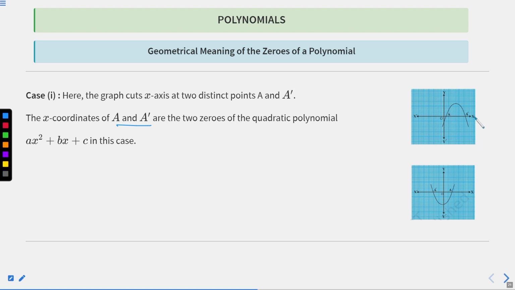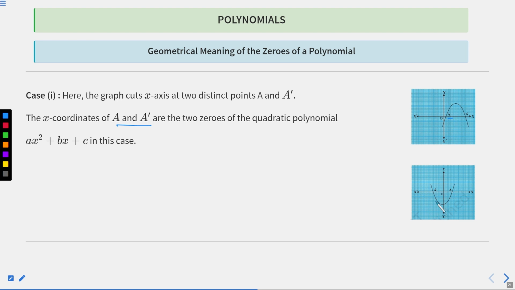So in this case, you can observe by this graph that the graph of the polynomial is open downwards. Okay, so we know when the coefficient of x square is negative, we get the graph opening downwards. And here you can see this graph intersects at two points A and A dash. Okay, and the zeros of this quadratic polynomial are basically the x coordinates of A and A dash.